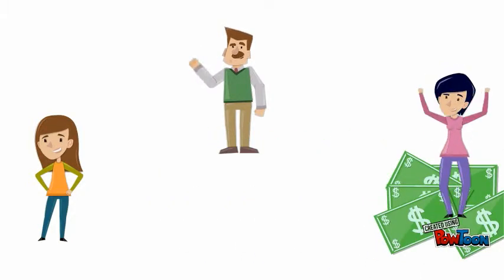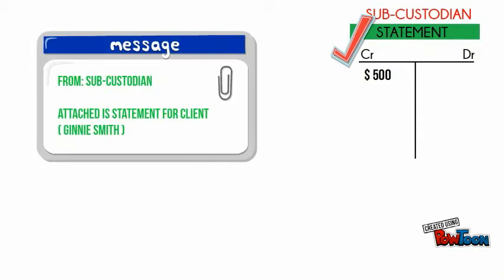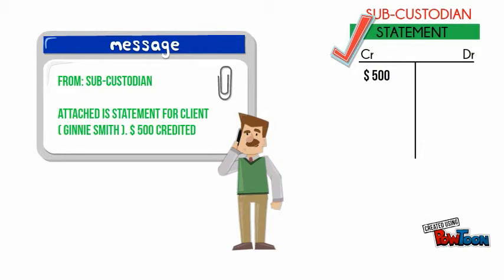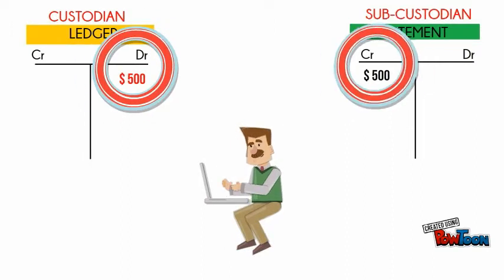In the books, the statement will show that the sub-custodian has collected $500 in dividends from the company, and this gets credited to Noor's account. So the statement credit is sent to Noor. Noor debits his account and credits the dividend to Jeannie's account.